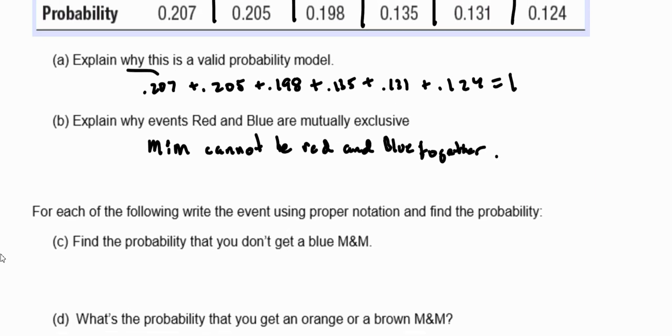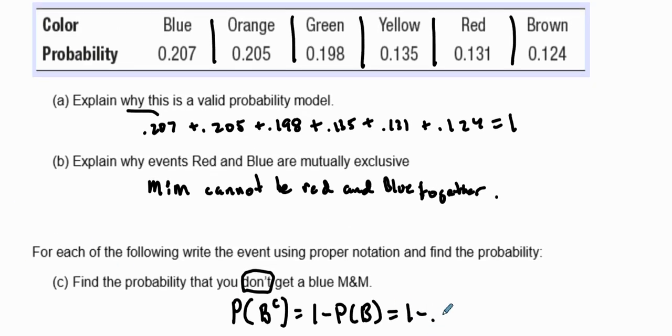For each of these, we're going to write using proper notation to find the probability. So to find the probability that you don't get a blue M&M, with probability we're going to let B be blue. Because you don't get a blue M&M, that's the complement. So it'd be 1 minus the probability of getting a blue M&M. And so we would write this as 1 minus, if we go up here, blue is 0.207, and that's what we'd have there.